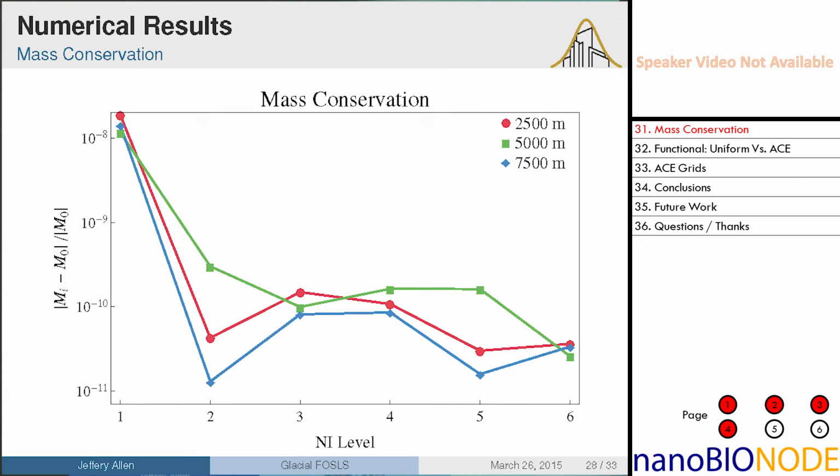If we look at it a slightly different way, we can see that here are the nested iteration levels, and here are the slices that we're looking at. And basically, after our first nested iteration level, we just kind of oscillate around somewhere below 10 to the negative 10, which is pretty good for mass conservation. That's like 10 digits of accuracy for each one of the slices that I showed.